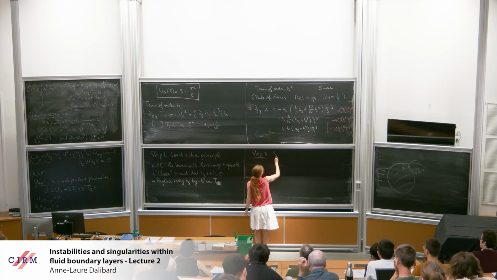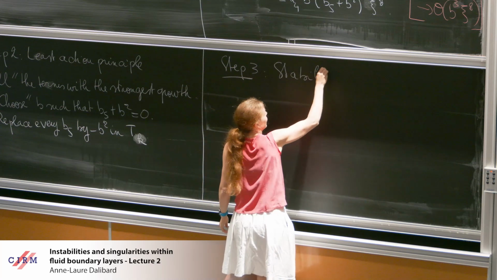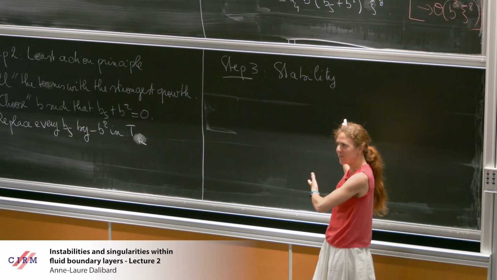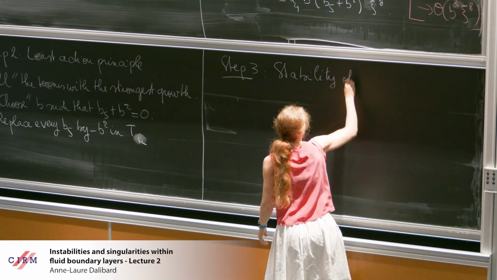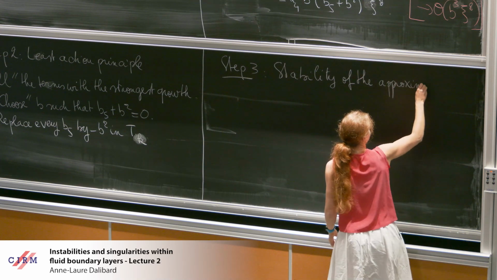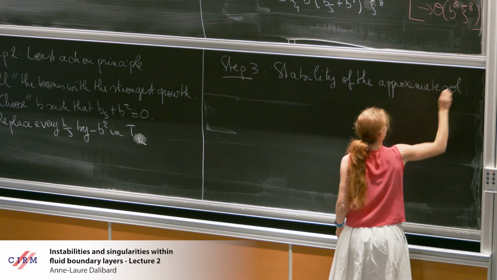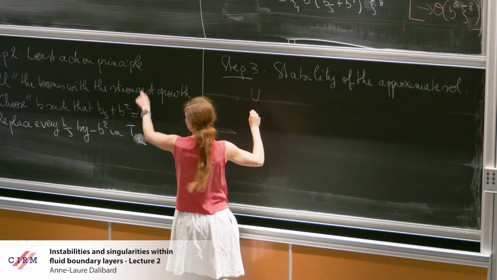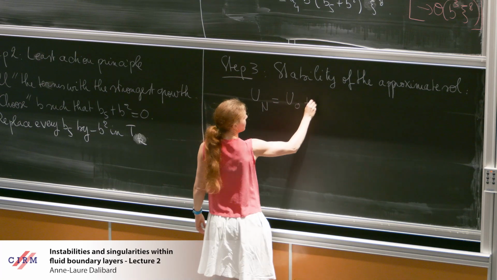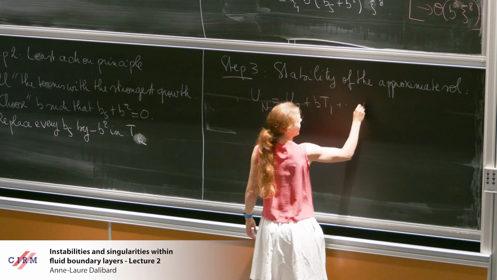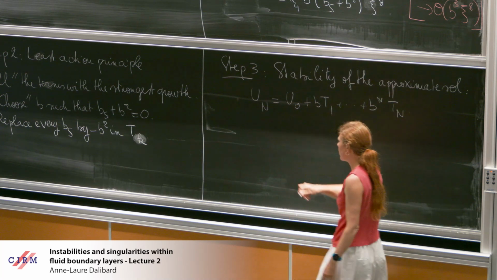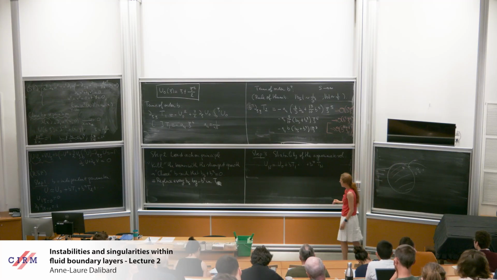Then the step number 3 is to prove the stability. Okay, so this is just a kind of kitchen recipe at this stage, but you actually need to prove something. Okay, you need to prove that what you did is correct. So you need to prove the stability of the approximate solution you constructed. Okay, so let's say that you have built with this principle an approximate solution, which is this Un equals u plus bt1 plus etc. plus b to the power n tn.